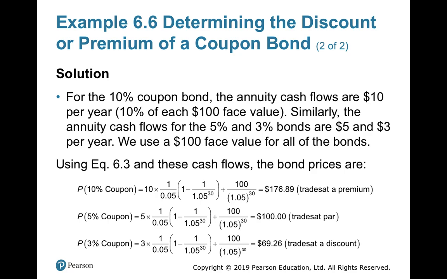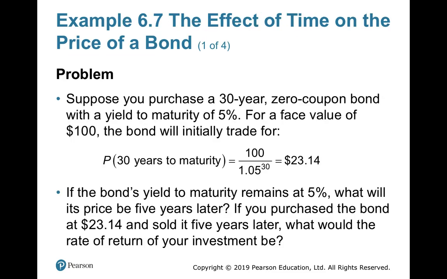The third one is 3%, which means 3% of 100 is $3, divided by YTM 5%, multiplied by 1 minus 1 divided by 1 plus YTM to the power n, plus face value 100 at the end of 30 years divided by 1 plus YTM to the power n. It comes to 69.26. You see, the market rate is 5% and the bond is giving 3%, so no one will be ready to buy this unless it gives a high discount. Therefore, it is traded at a discount of 69.26.